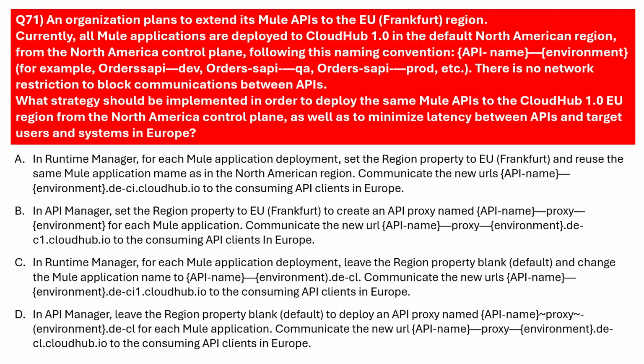D. In API Manager, leave the region property blank (default) to deploy an API proxy named API name-Proxy-environment-dcl for each Mule application. Communicate the new URL, API name-Proxy-environment-dcl.cloudhub.io, to the consuming API clients in Europe.